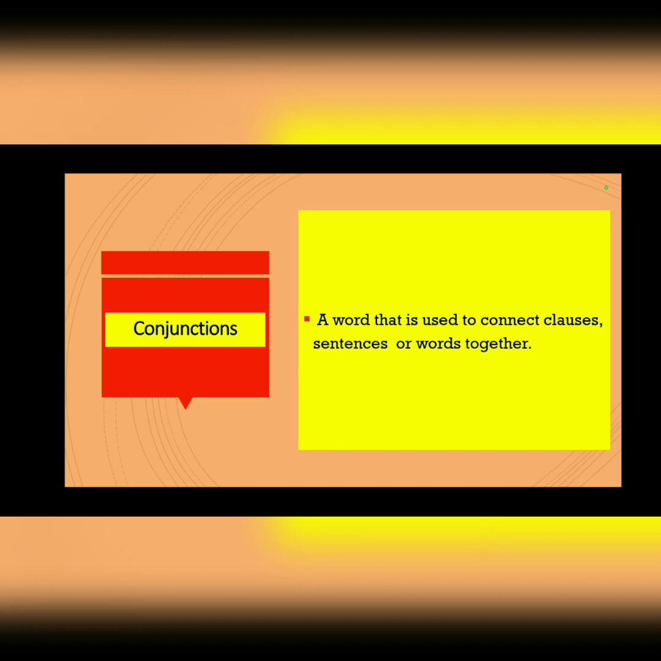Part of speech number 7. Conjunctions. A conjunction is a word that is used to connect clauses, sentences, or words together. Firstly, let's look at coordinating conjunctions. They allow us to join words, phrases, or clauses of equal rank.